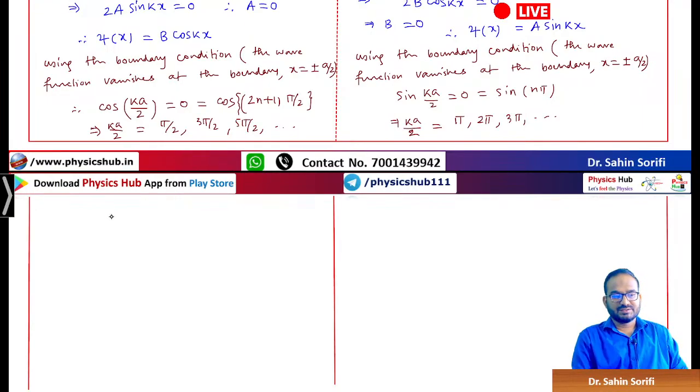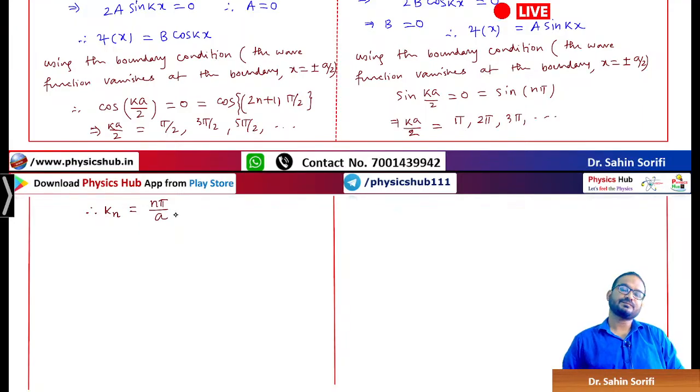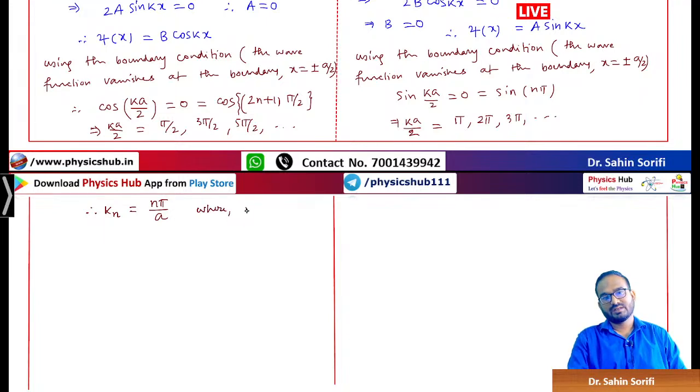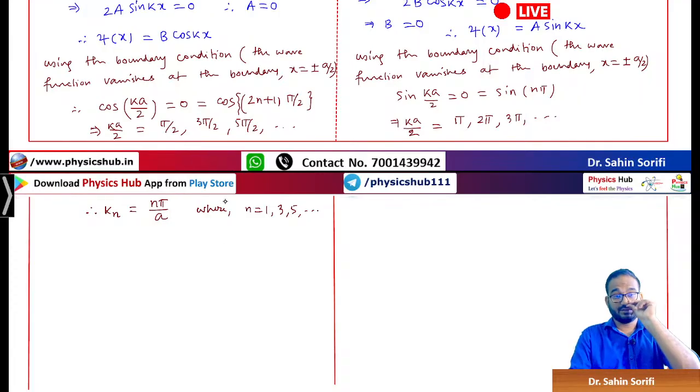So using this condition, what you are getting, therefore, I am writing it, kn is equals to n pi by a, where n can take values 1, 3, 5, means odd values. You see, 1, 3, 5. So kn is equals to n pi by a. We are writing n, so adding kn. Here what you can write, you see pi, 2 pi, 3 pi.